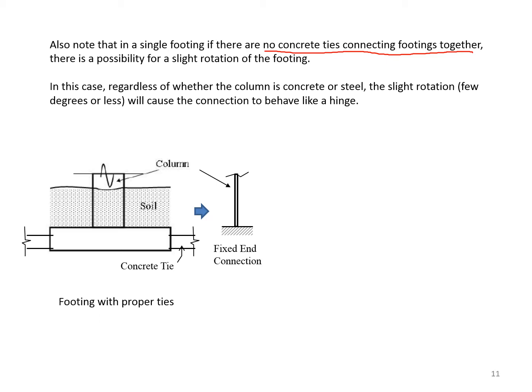What do we mean by concrete ties? As you can see in this figure, the isolated footing, in this case, has two additional members. These are concrete elements attaching one footing to the other. Therefore, the possibility for the rotation of the foundation is almost zero. And as a result, we can consider the attachment of the column to the foundation to be a fixed one, as shown in here.